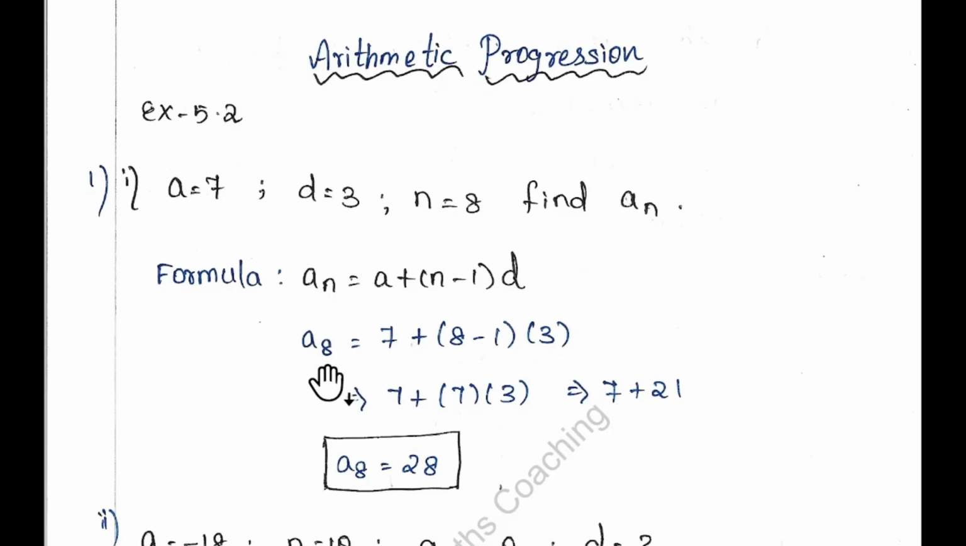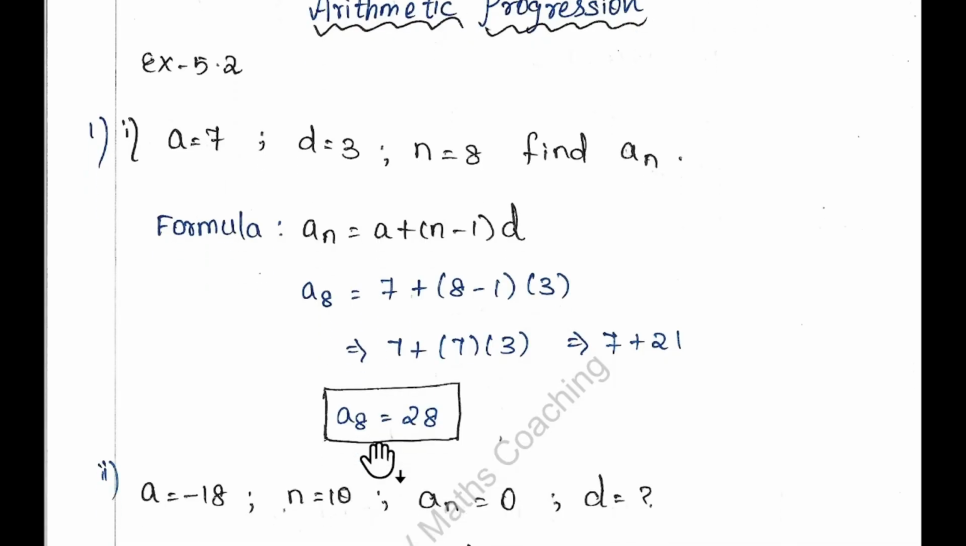So an is a8, and a is 7 plus (n is 8 minus 1) into d is 3. So 8 minus 1 is 7, so 21 plus 7 will give you a8 as 28. So the nth term of the AP is 28 in this first question.